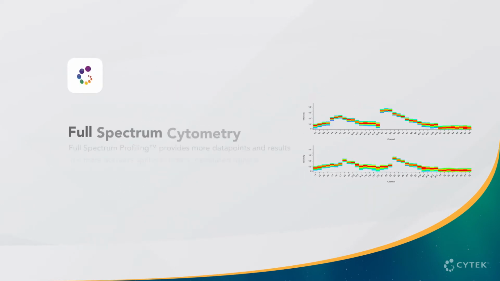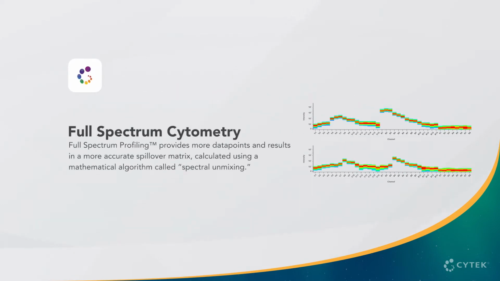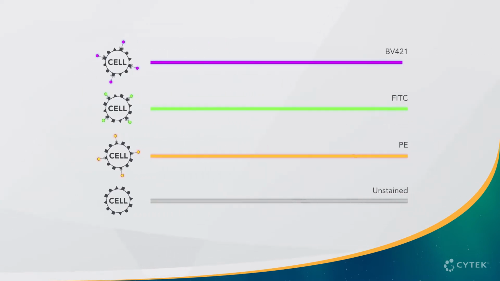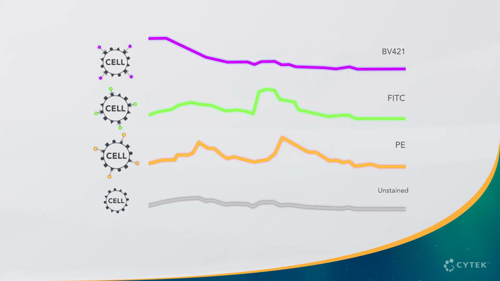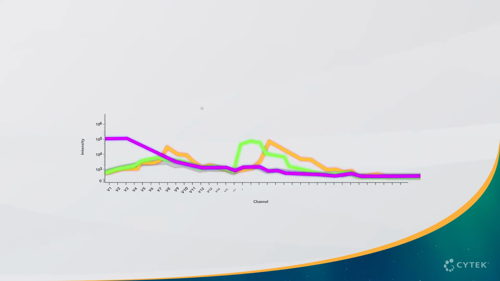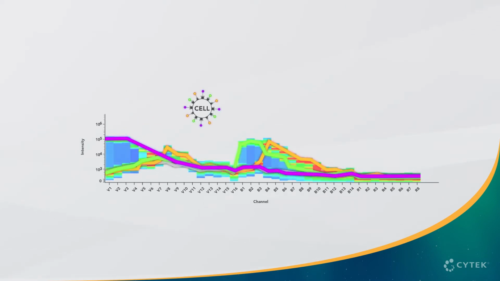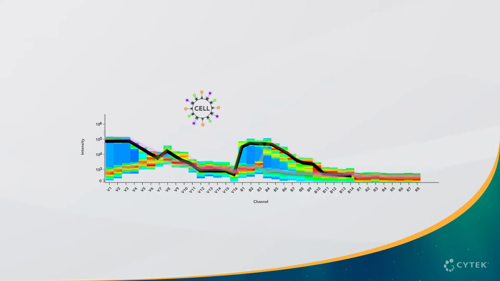Full spectrum profiling provides more data points and results in a more accurate spillover matrix, calculated using a mathematical algorithm called spectral unmixing. Another way to think of unmixing is the deconvolution of each individual fluorochrome signature from the total combined emission spectrum. The single-color references provide each fluor's unique spillover and contribution to the total signal. This includes fluorochromes, as well as the autofluorescence from the unstained cells or particle.